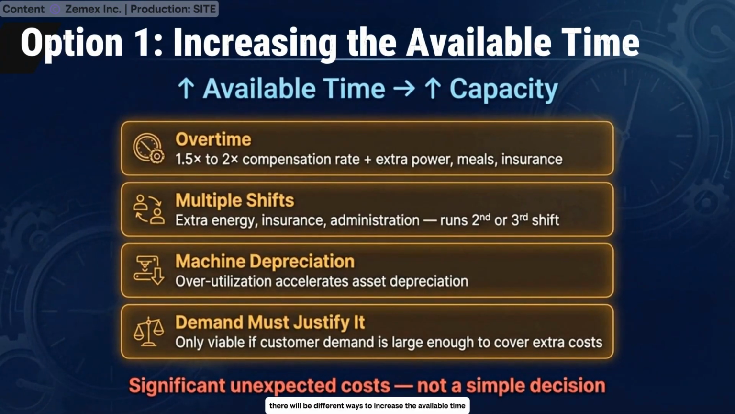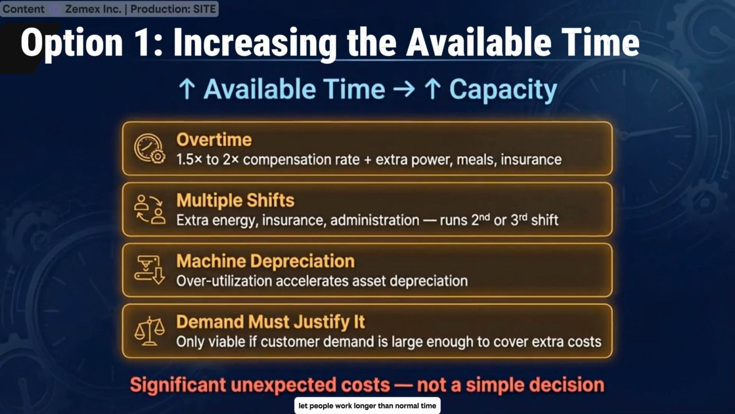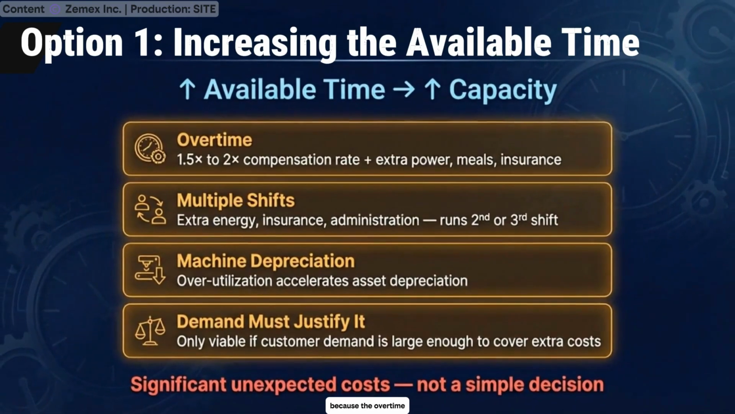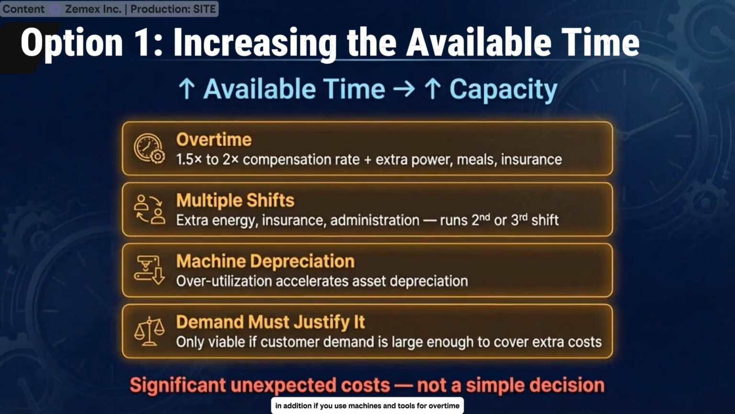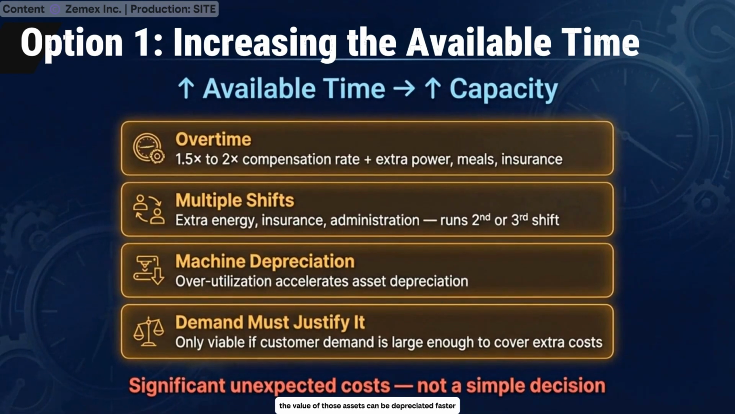There will be different ways to increase the available time. For example, overtime. Let people work longer than normal time. Then you need to pay more because the overtime compensation rate is generally more than 1.5 times. Obviously, there will be additional costs such as extra power, meals, insurance, administration, and so on. In addition, if you use machines and tools for overtime, the value of those assets can be depreciated faster, resulting in more cost. If the demand is large enough, you can add another shift.